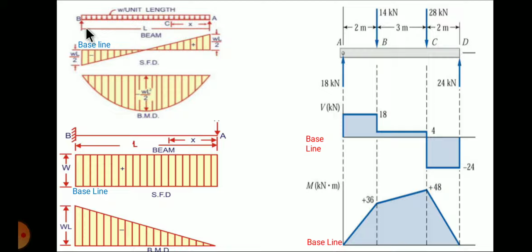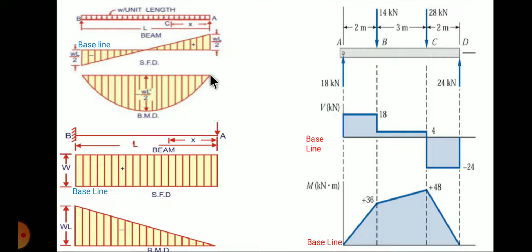Now here you can see that this is the simply supported beam subjected to a uniformly distributed load, whether it is a uniformly distributed load, uniformly varying load, or a point load. When you are going to draw the bending moment diagram for a simply supported beam, at the supports the bending moment will always be zero. Here you can see that the bending moment at point A is zero and the bending moment at point B is zero.